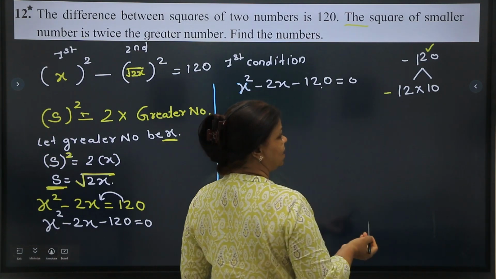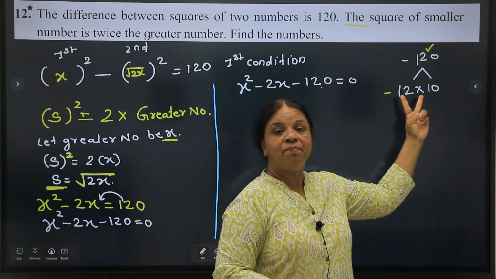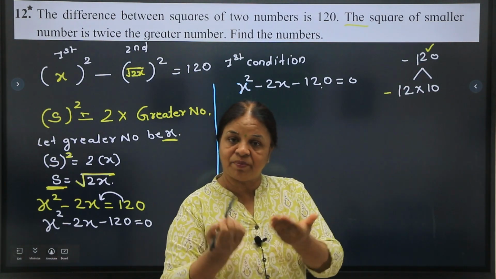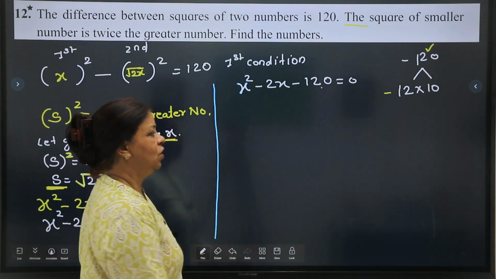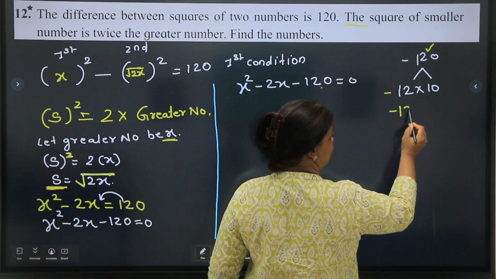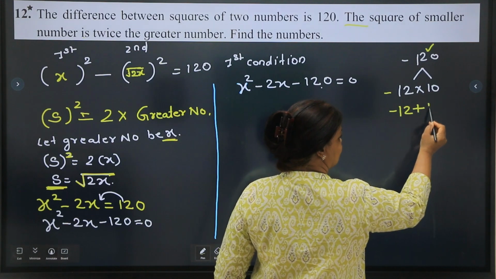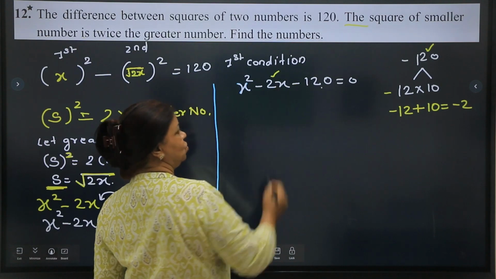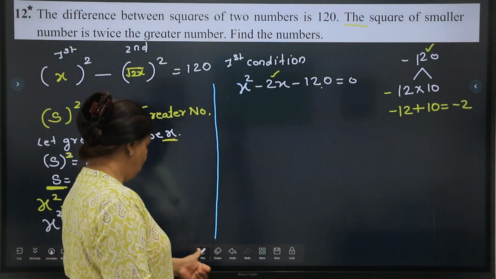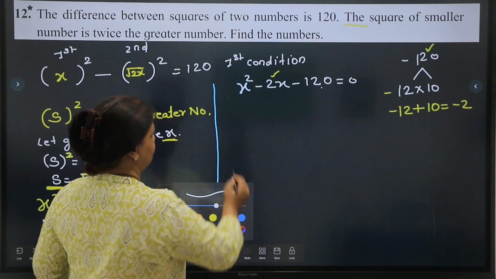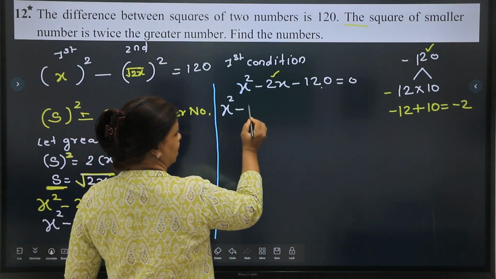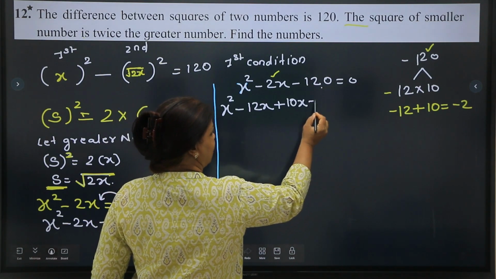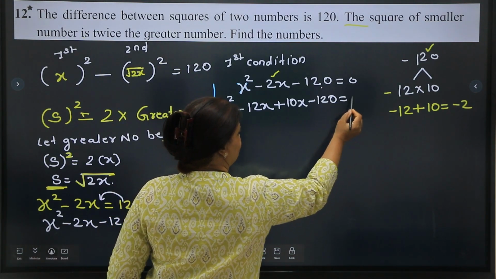But I want minus 2x, na. Means when I multiply these two numbers, it should give me this number, but when I add and subtract, it should give me the middle number. So minus 12 plus 10 is minus 2, and I want minus 2. Clear? So I can use this number here: x square minus 12x plus 10x minus 120 is equal to 0.